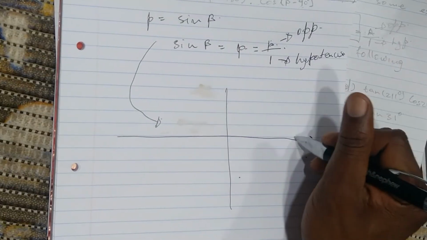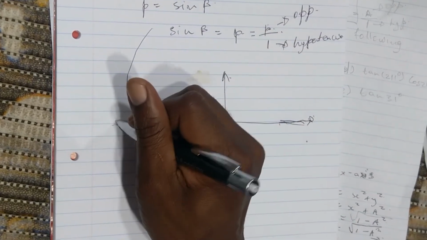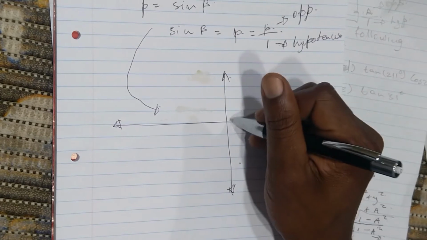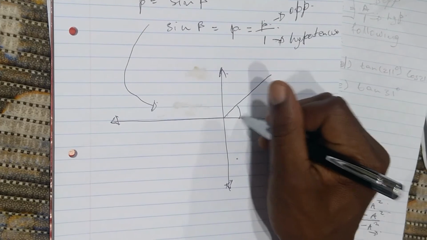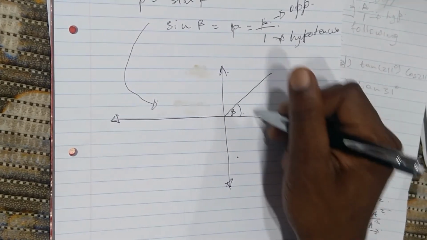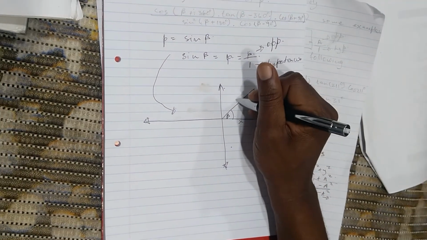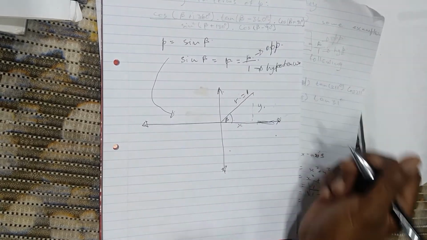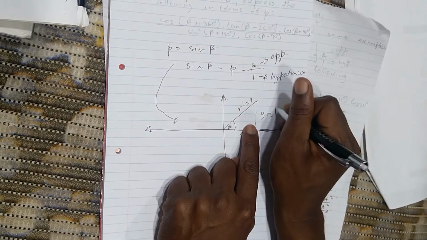Sorry, I just messed up my writing paper here. So again here we can reconstruct this, and then we call this angle beta, right? So this is our y, this is our x, this is our r, and r here happens to be equal to 1, the hypotenuse, and the y is equal to p.